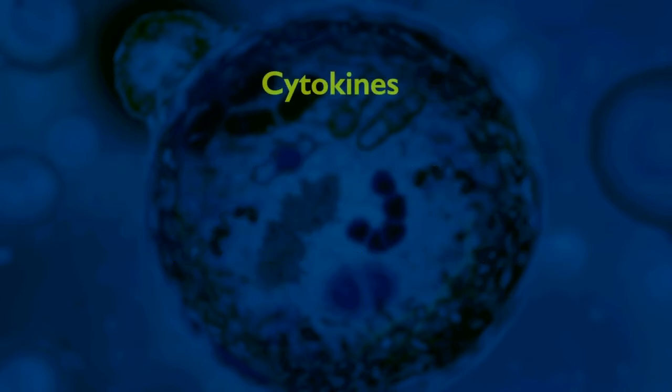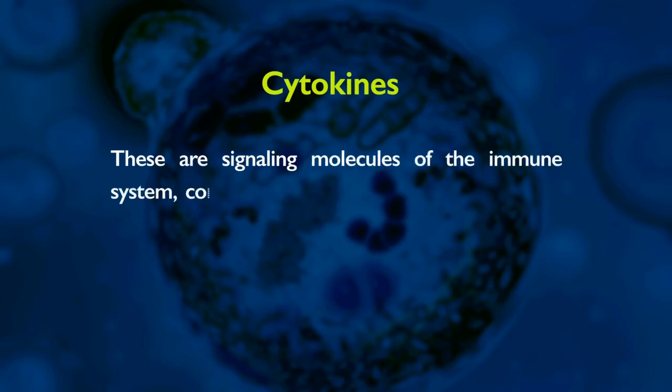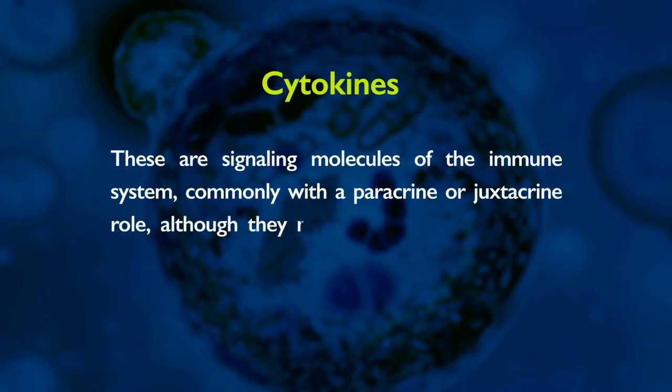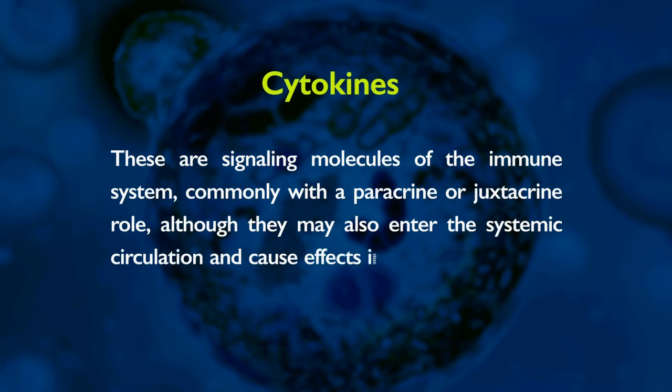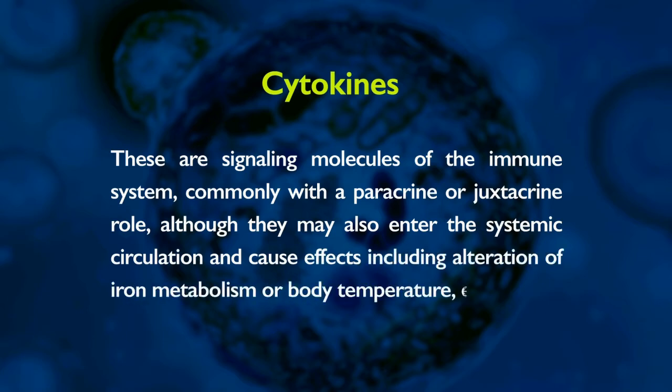Next are the cytokines. These are signaling molecules of the immune system, commonly with a paracrine or juxtacrine role. Although, they may also enter the systemic circulation and cause effects including alteration of iron metabolism or body temperature, etc.